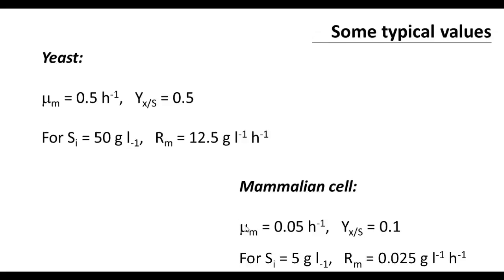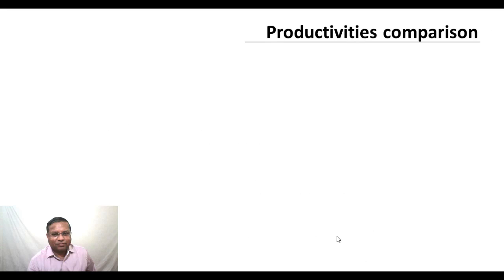0.025 gram per liter per hour. So here you get 12.5 gram per liter per hour as a typical productivity in yeast, and here you can only expect 0.025 gram per liter per hour. You see the change in the magnitudes. Now let us compare productivities, continuous versus batch.